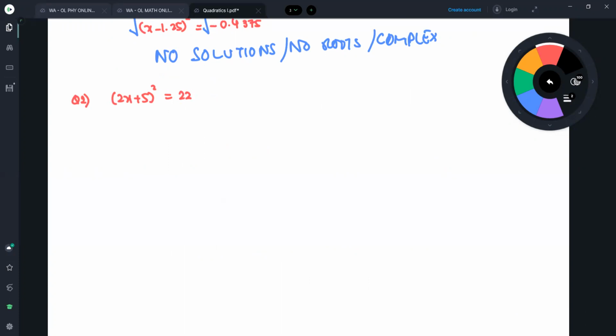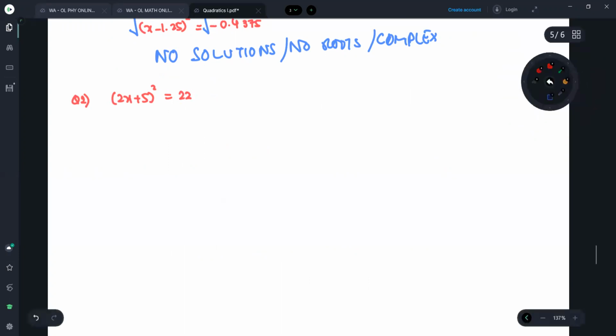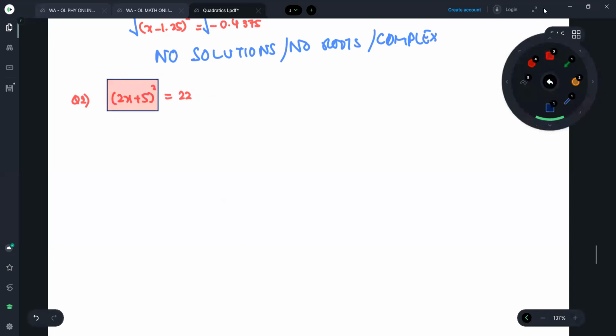Can anybody tell me if this is an identity, the left side of the equation? Yes, sir, it is an identity. What I'm going to do is open it up using the first identity, right? So it's going to be a square plus 2ab plus b square equals 22. Please make sure you write the identity properly, okay? In place of a, I'm going to write the first term in the bracket, and in place of b, the second term in the bracket.